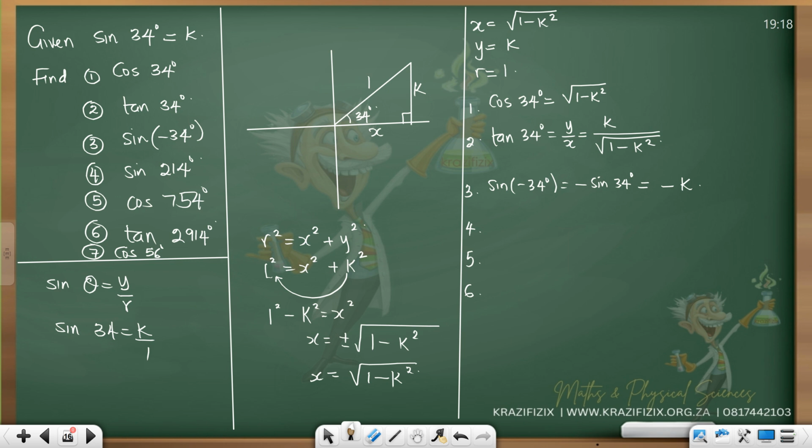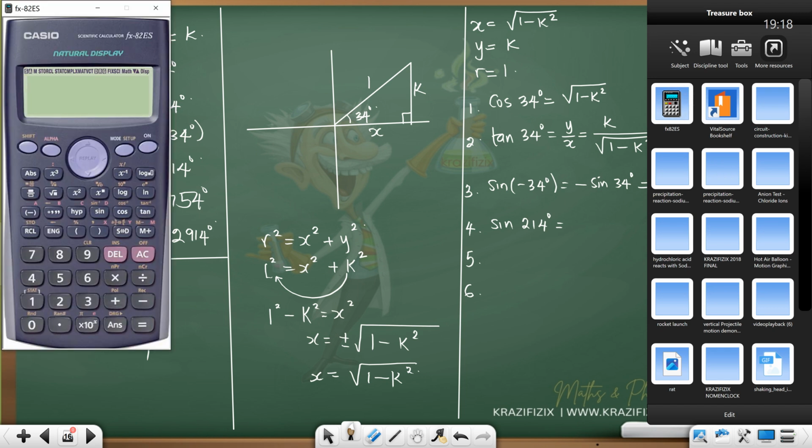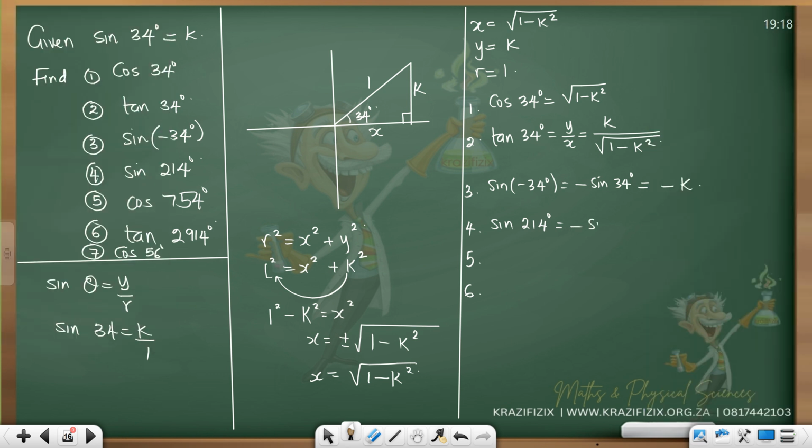Number 4, sine 214. Come, grab a calculator quickly. Can we reduce that? Reduce it. Shift, sign, answer. Check. Negative 34. And that is negative k. We're done.